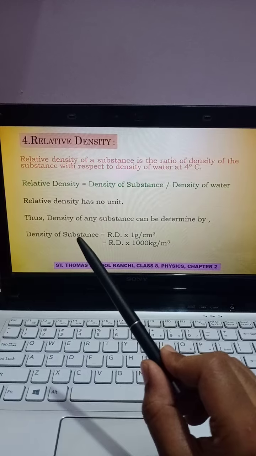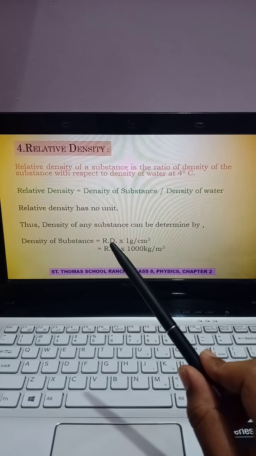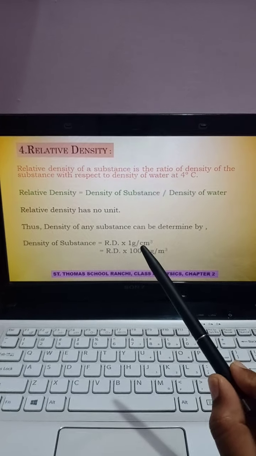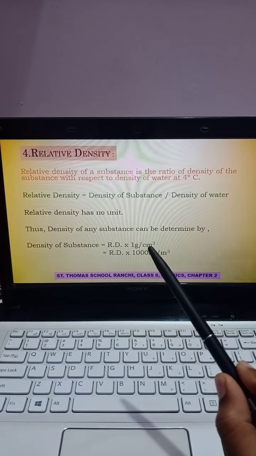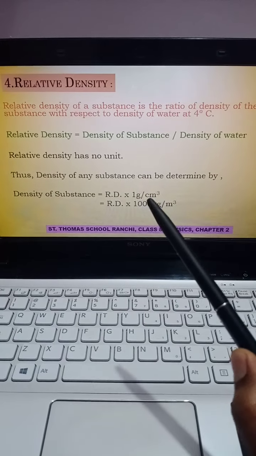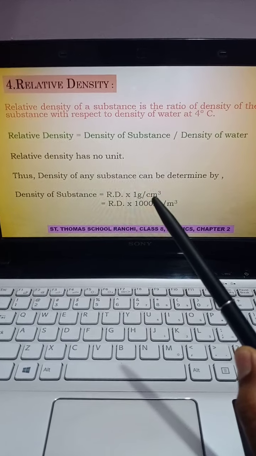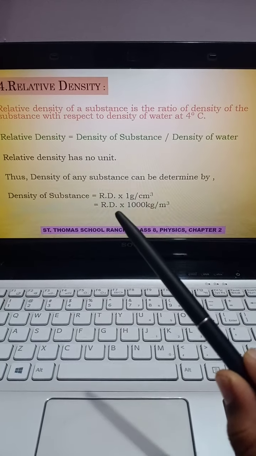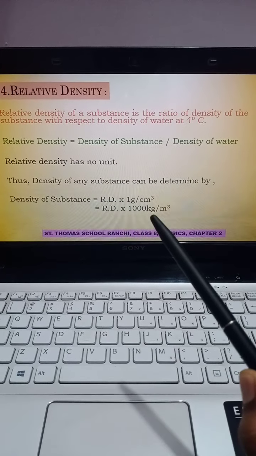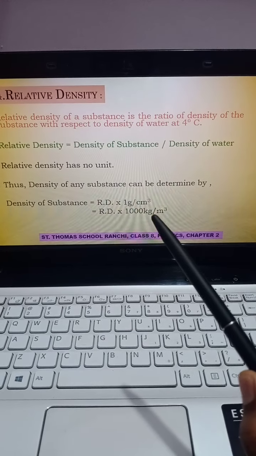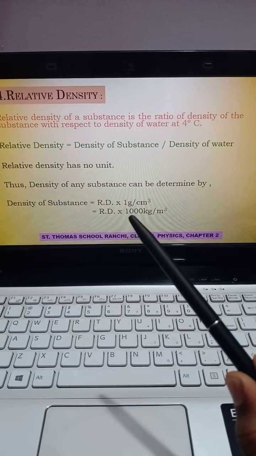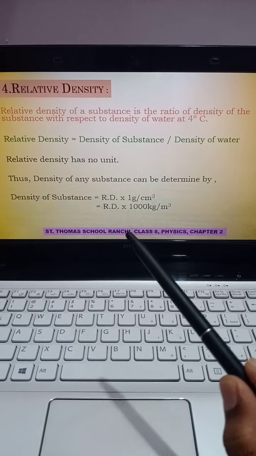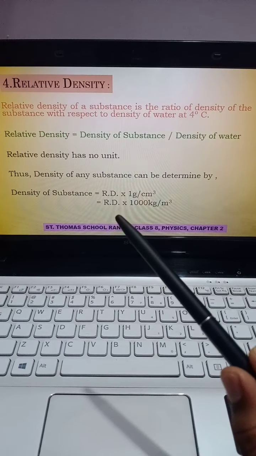How we are able to find out? If suppose we know the relative density of that object, then if we multiply with 1 gram per centimeter cube, which is density of water, then we will get the density of that substance in CGS unit. And if we multiply relative density with the SI unit density of water, which is 1000 kg per meter cube, then also we are able to find out the density of that substance with the help of relative density.